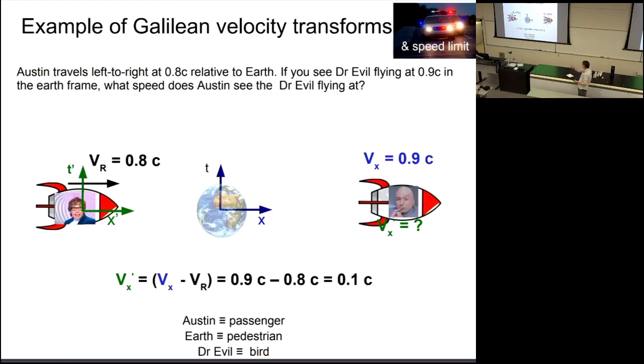You know, if Dr. Evil's racing towards the right at 90% of the speed of light, and Austin Powers is racing towards the right at 80% of the speed of light, then obviously common sense tells you that Austin will see Dr. Evil moving ahead of him at 10% of the speed of light. I hope that's common sense.